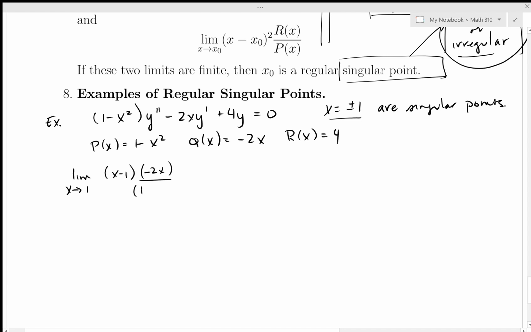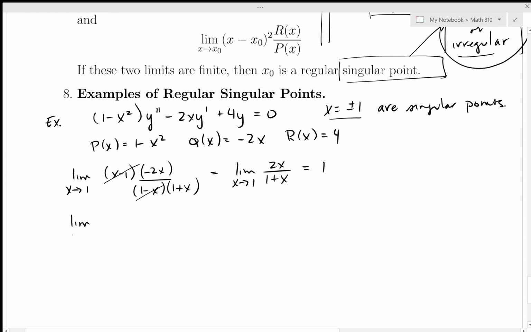I'm going to write p of x like this. That is 1 minus x squared. I'm going to take that limit. This clearly cancels, with a minus sign there, so that becomes the limit as x goes to 1 of 2x over 1 plus x, and that is 1. That limit exists, it's finite. Then I proceed to the next limit.